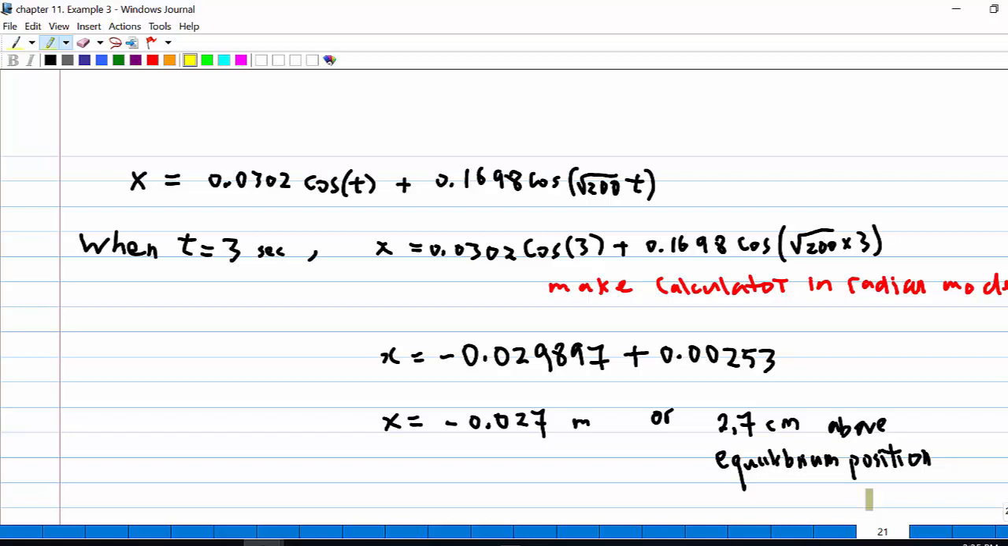Now make sure that your calculator is in radian mode, and you'll find that x eventually is equal to negative 0.027 meter or 2.7 cm. And because x is negative, the position of the mass is above the equilibrium position. Okay, because x is negative here, therefore this position is above the equilibrium position.